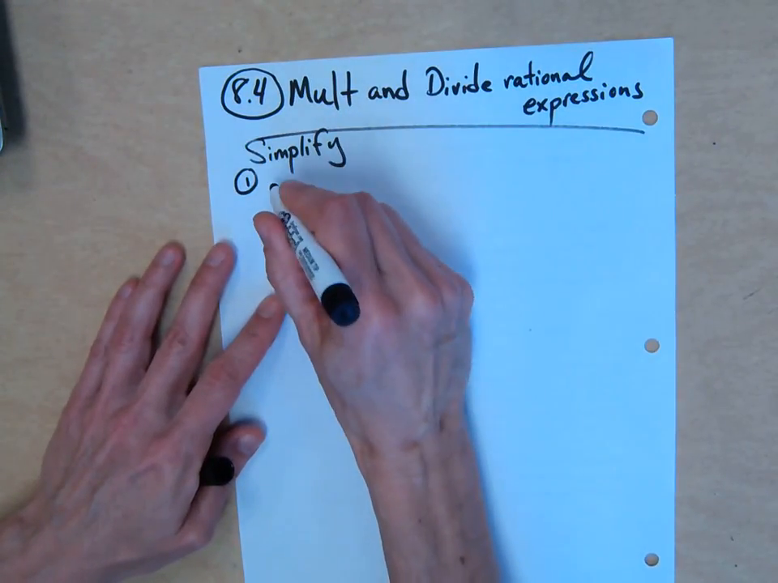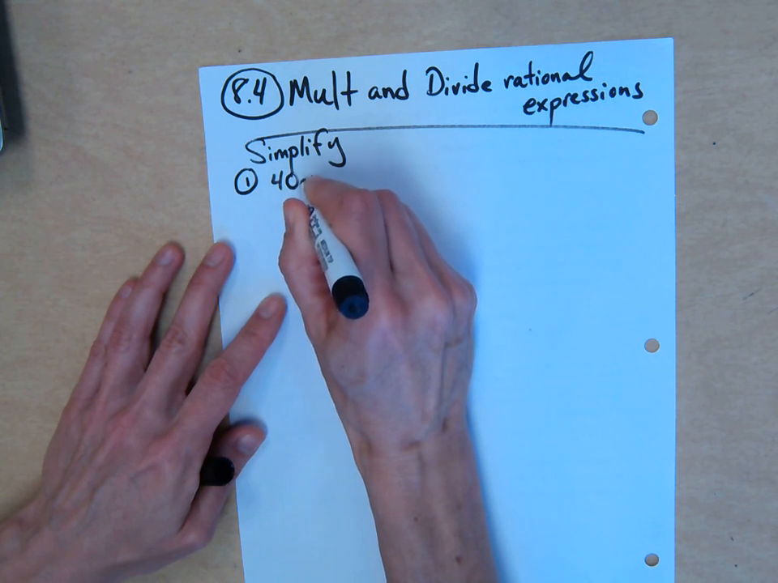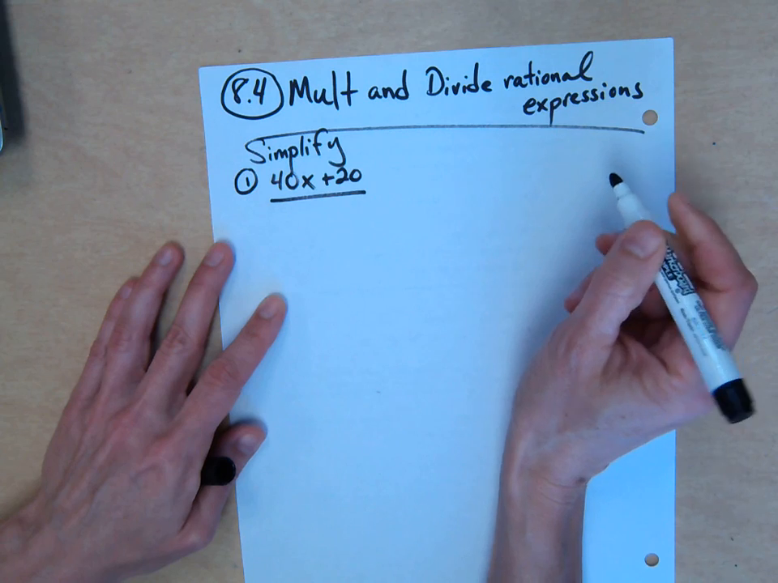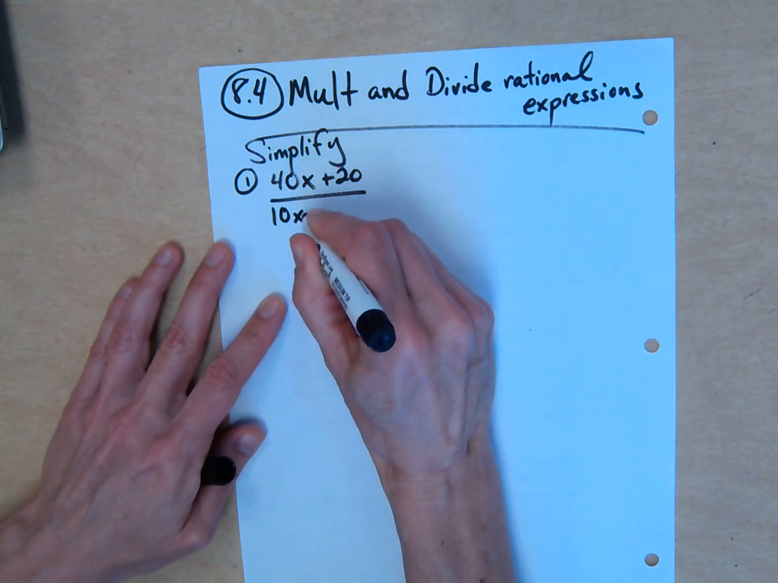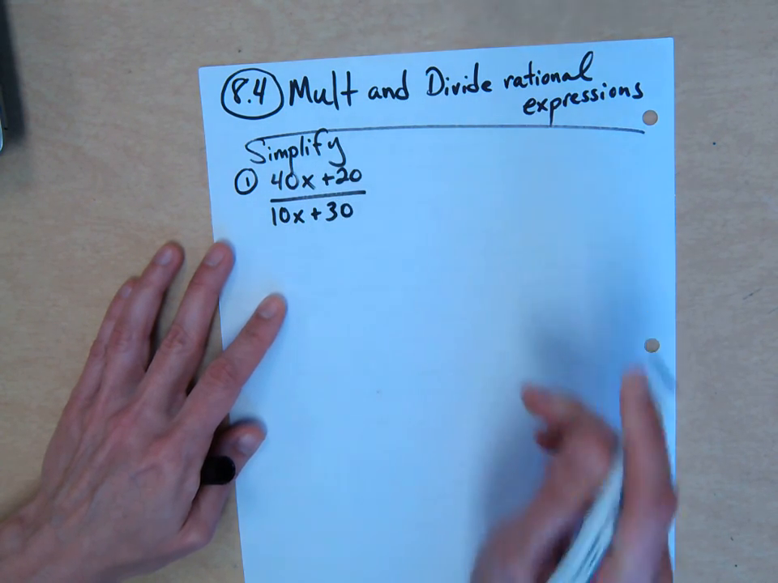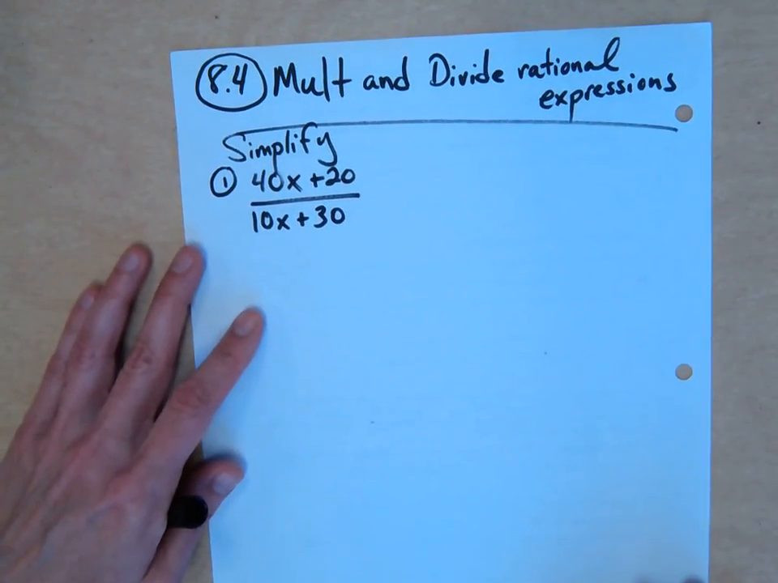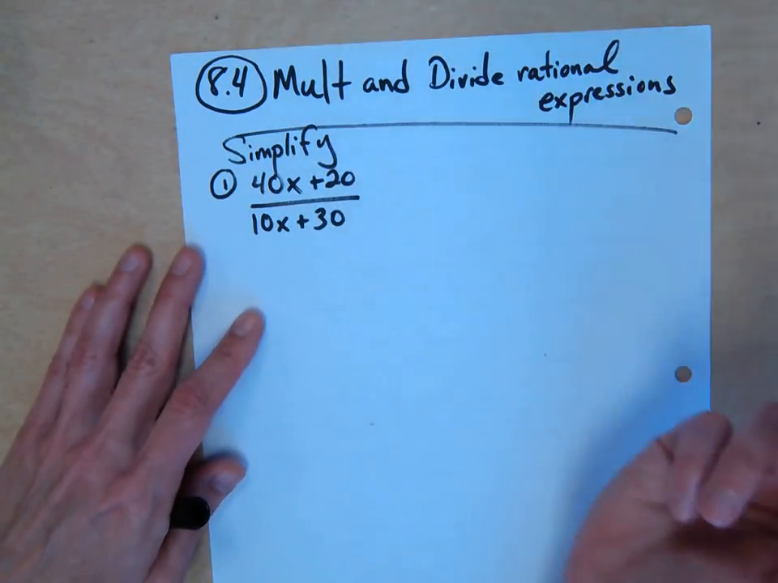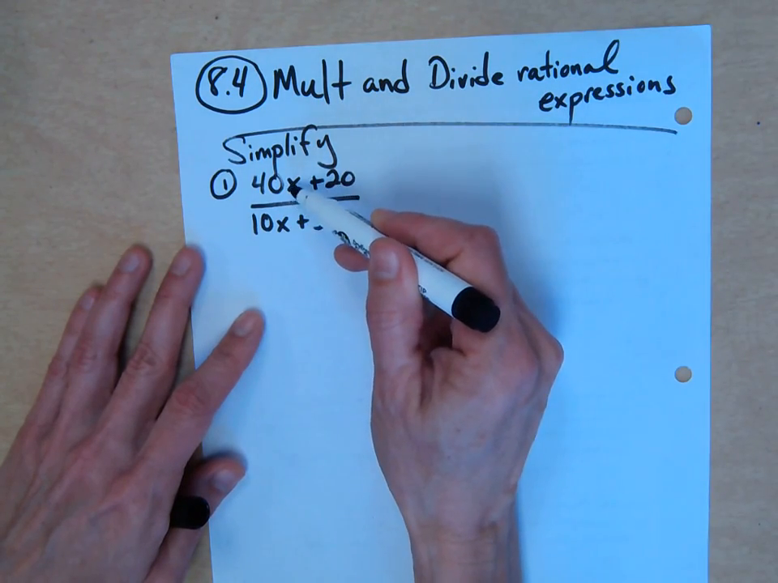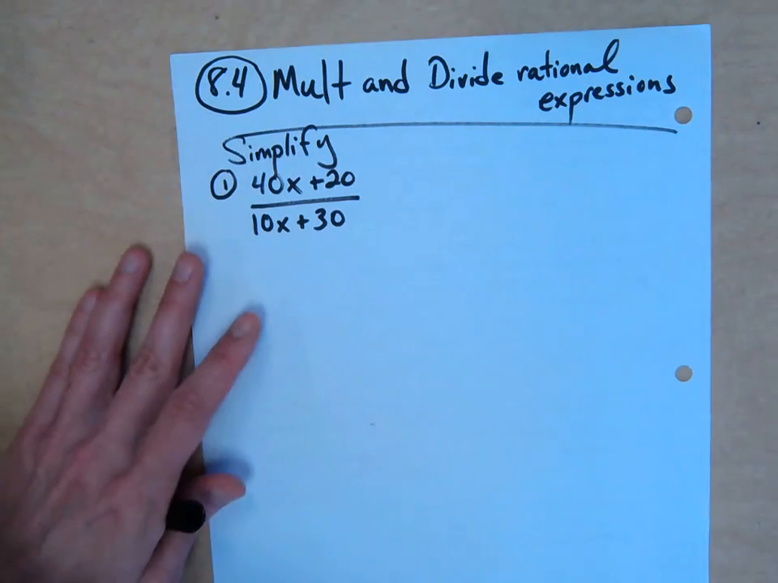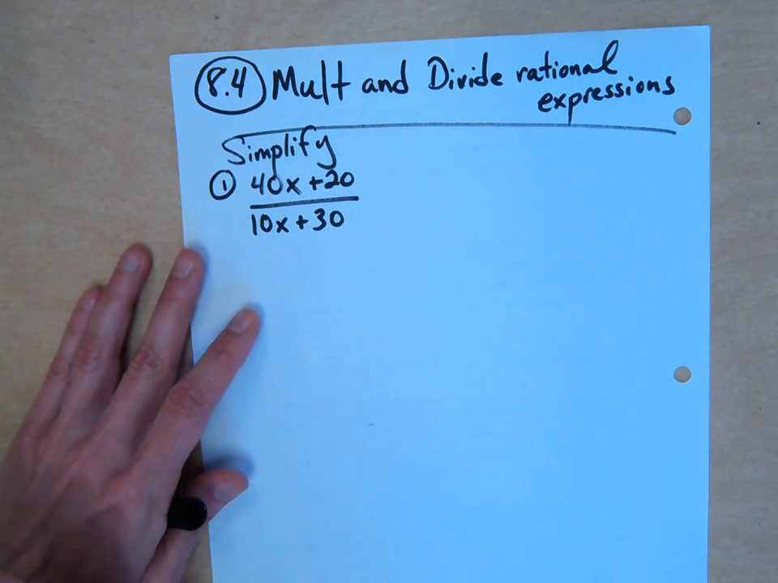So the first one is, we'll start simple and we'll do harder and harder examples. 40x plus 20 over 10x plus 30. Okay, we want to simplify that expression. The tempting mistake would be to start canceling things, like to say, oh, there's an x and an x, I'm just going to cross them out. No, that's not mathematically the same expression at all. If you do that, it doesn't work.